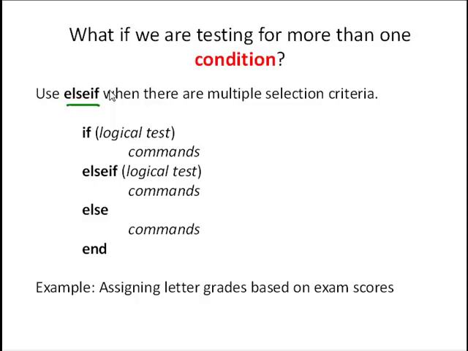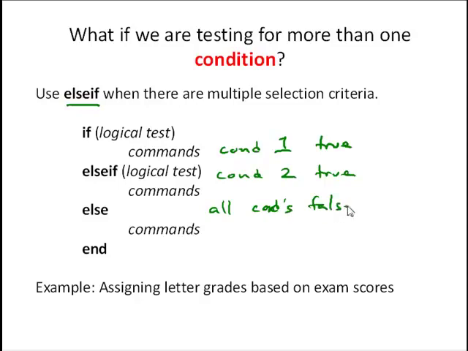So if we have multiple selection criteria, if we have one logical test, if that's true, we want to execute one set of commands. So if condition 1 is true. But if it's not true, we want to test a second condition. So if condition 2 is true, then we execute a second set of commands. And then else, if all conditions are false, then we can execute a last set of commands. Again, that's optional.